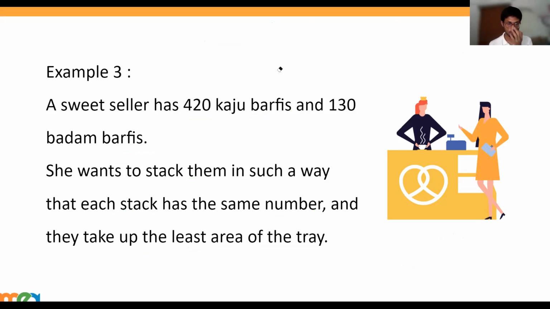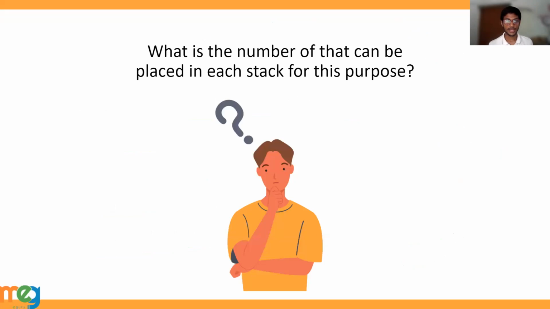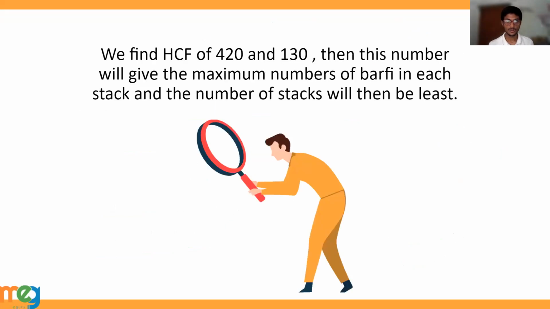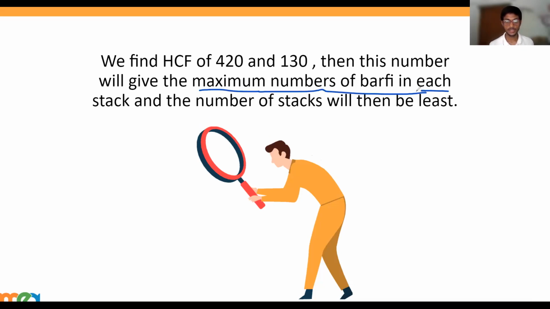Here we have 420 Kaju burfis and 130 Badam burfis. So we have to calculate the HCF of 420 and 130. Then this number will give us the maximum number of burfis in each stack, and the number of stacks will then be the least.